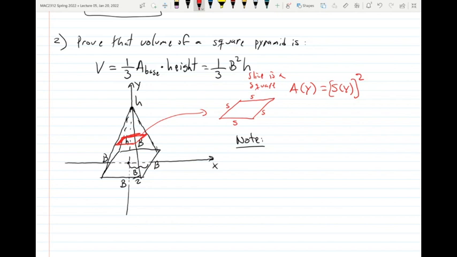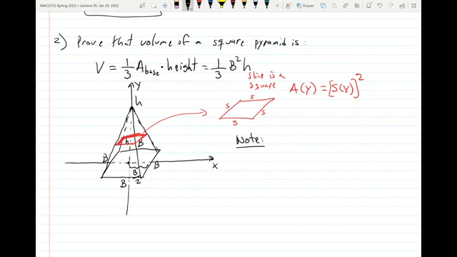For example, when y equals h, what should be the area of this square? 0, right? There's no square. It's a point. If y is equal to 0, what should be the area of this square? My base, which is capital B squared, right? Now, what about in between? Okay, so that's what we're trying to figure out, a formula for that. So I just need to know what is s. I need a formula for s in terms of y, okay? Everybody understand this? And let's say that this is happening at the y level, okay?